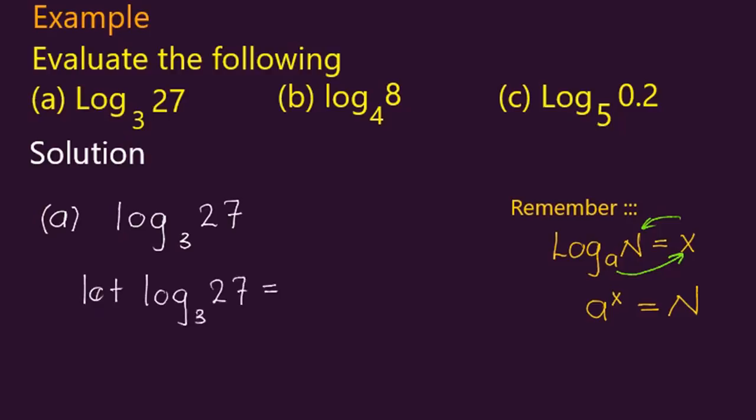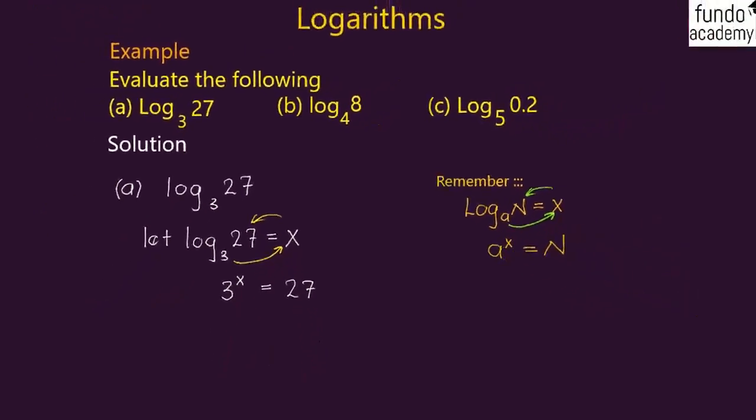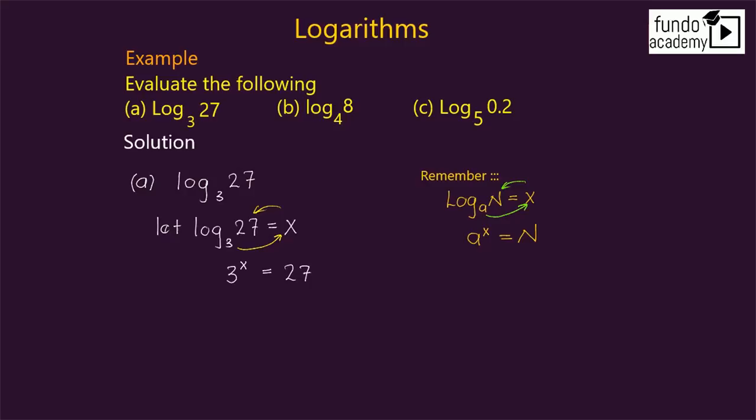Also on A, we can say let the logarithm to the base of 3 of 27 be equal to x. So in index form, the base 3 raised to the power x will give us the number 27. So in index form we have 3 to the power of x equal to 27.